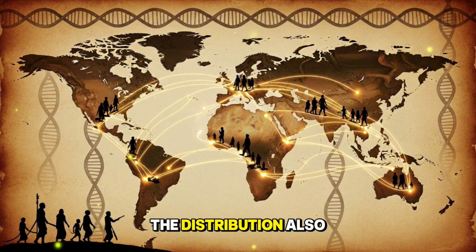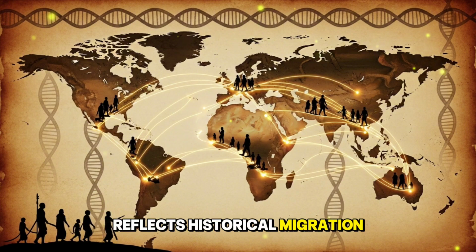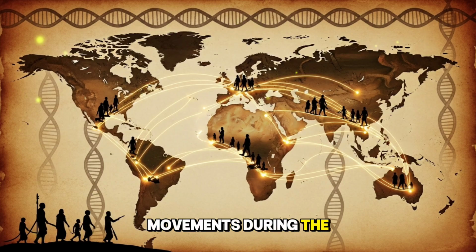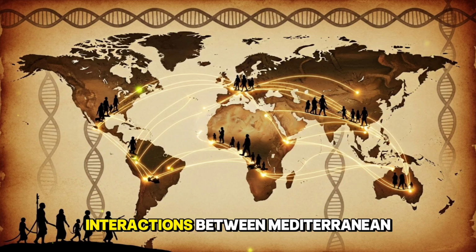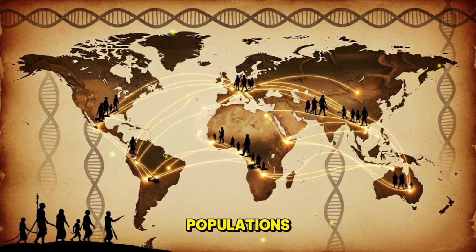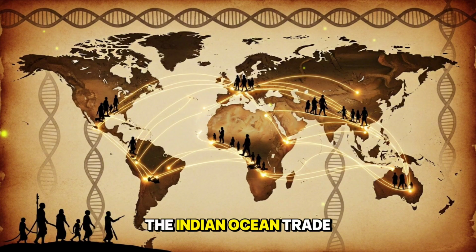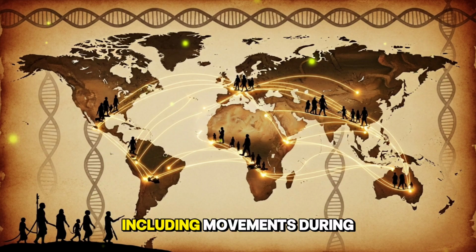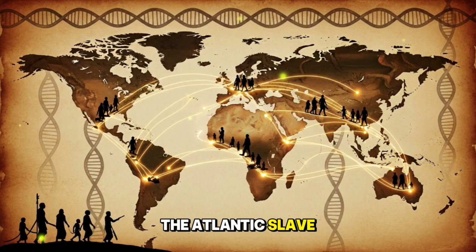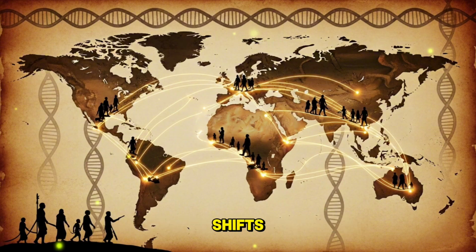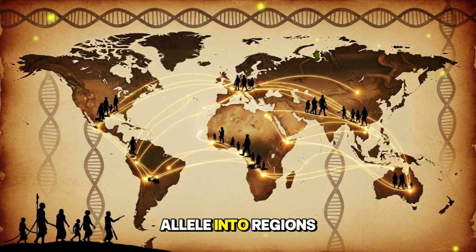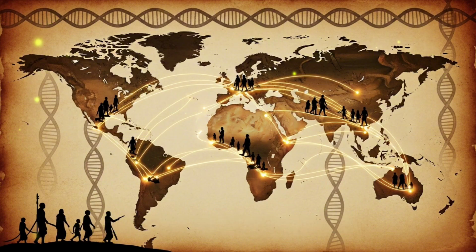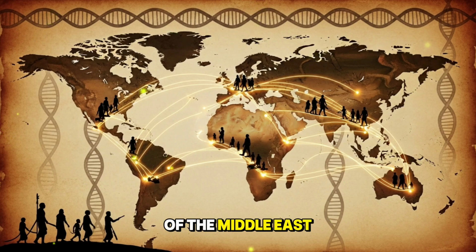Now, the distribution also reflects historical migration and gene flow, movements during the trans-Saharan trade, interactions between Mediterranean populations, and expansions along the Indian Ocean. Trade routes contributed to the spread of the allele. More recent global migrations, including movements during the Atlantic slave trade and contemporary population shifts, have introduced the allele into regions such as the Americas, Europe, and parts of the Middle East, shaping modern prevalence profiles.